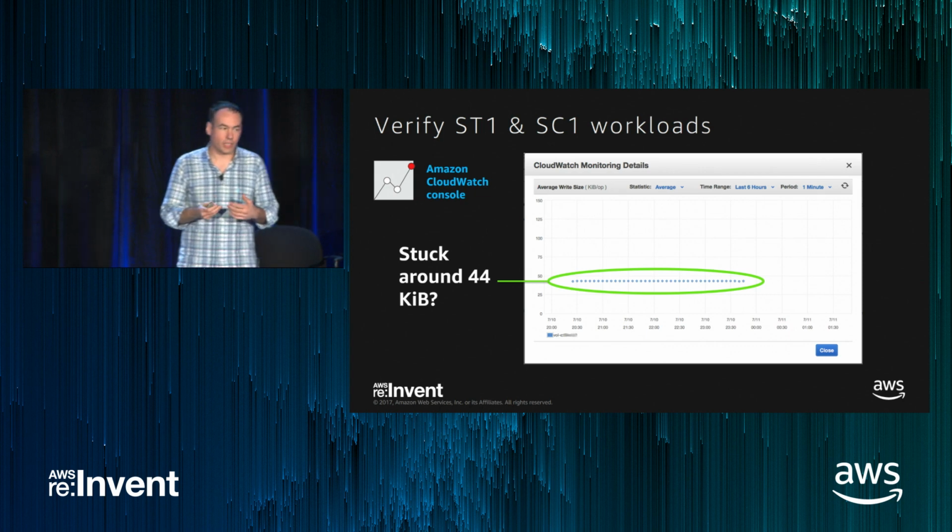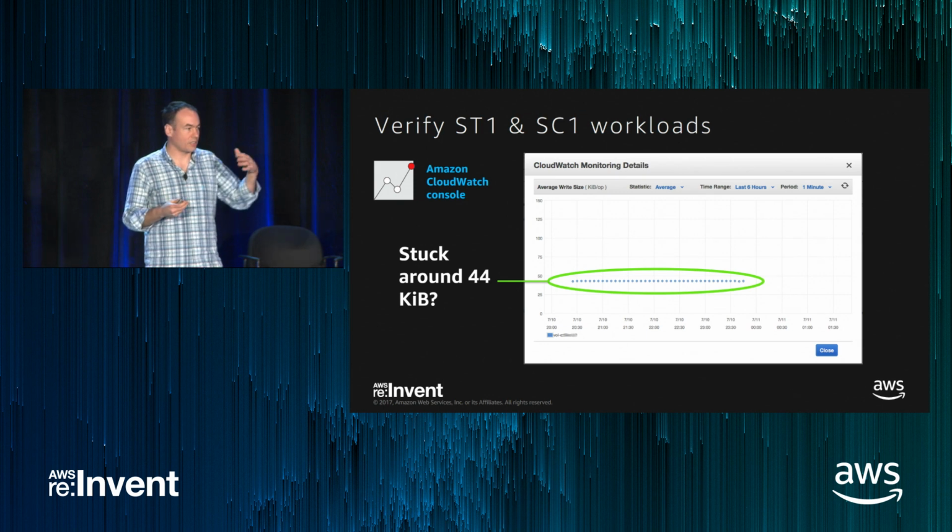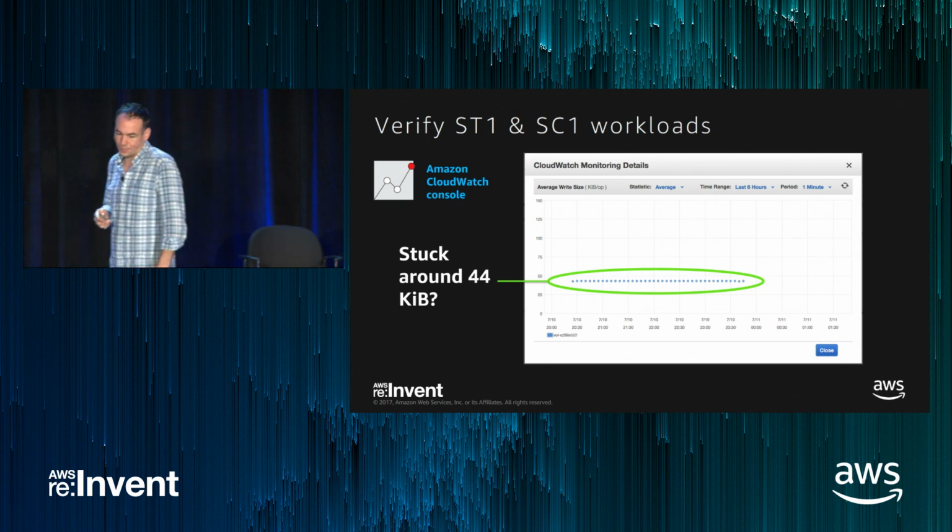Now, the caveat here is if you're running Windows, you're stuck at 44K unless you move to one of our Nitro instances.